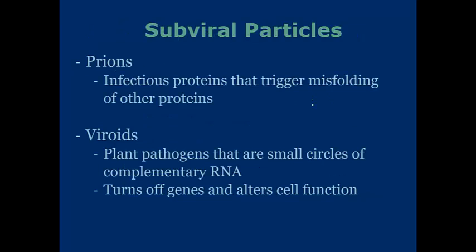The last thing we'll go into are subviral particles. The first being prions. These are proteins that infect other cells and trigger misfolding of other proteins in the cytosol. Viroids are plant pathogens that are small circles of complementary RNA. As you would suggest, these complementary RNAs will turn off genes and alter cell functions within the nucleus.